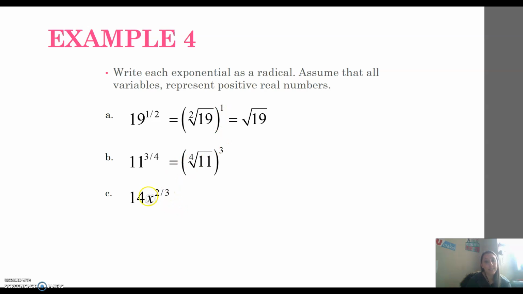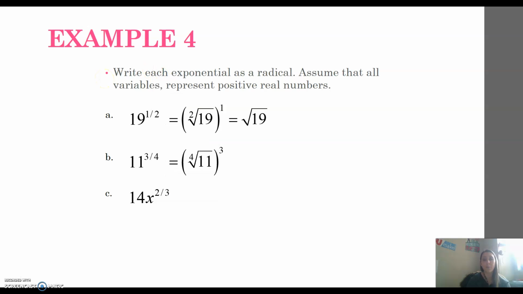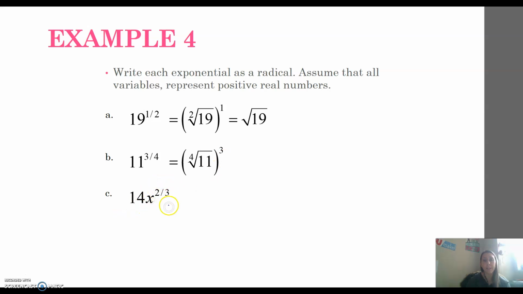Now again, this is one of those times the 2/3 only belongs to the x. So just like in that warm-up question, it only belongs to the x. So I'm going to worry about this on the outside, and then this goes underneath my radical, and then this tells me what power I'm taking it to, and that's my root. So it's the cubed root. So the cubed root of x to the 2nd power times 14. So this is exponential, and then this is radical. That's what we're doing. We're going from exponential to radical.